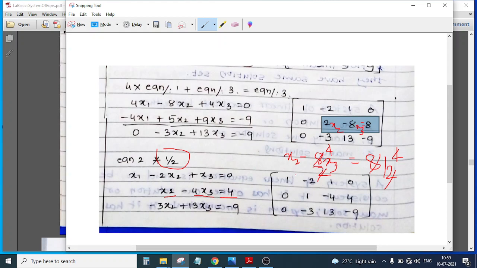Okay. So if you write the same equation in terms of our matrices, how does it become? Please observe. It is nothing but 1x1. You can see here it is 1x1. So the coefficient is 1, minus 2, then plus 1 and 0. Similarly here there is no x1 term, so we have written 0 here. x2 is 1, minus 4, and 4. The constant is 4. Next is 0, minus 3, 13 and minus 9. Okay.